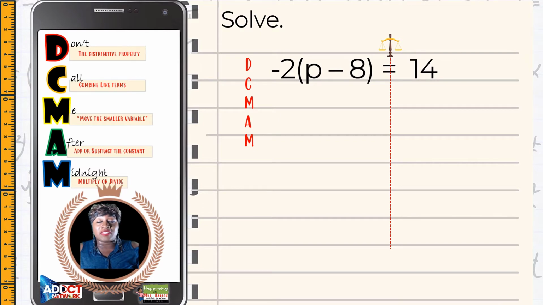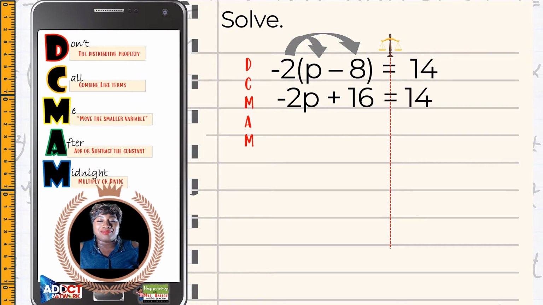We see on the left side of the equal sign there are parentheses. So we will distribute negative 2 times p, which is negative 2p, and negative 2 times negative 8, which is positive 16. We also see that we can't distribute on the right side of the equal sign. Therefore, we'll just bring down the equals 14.